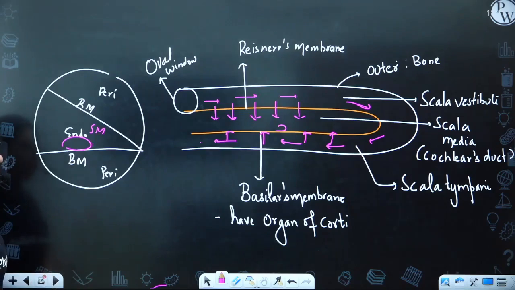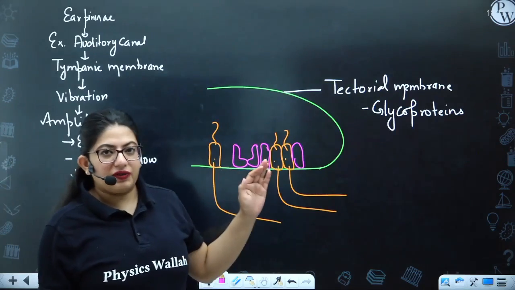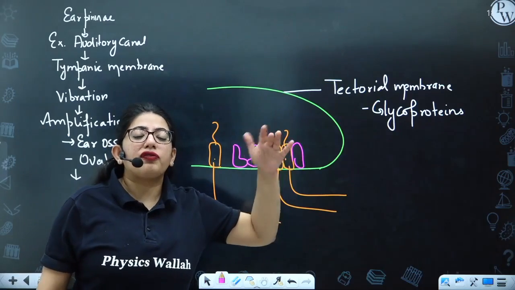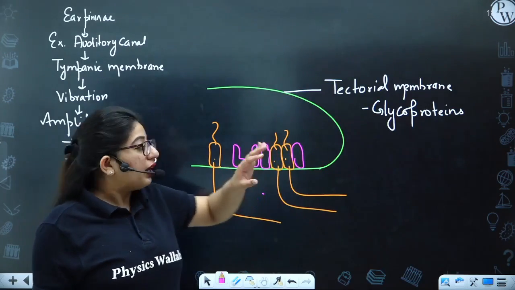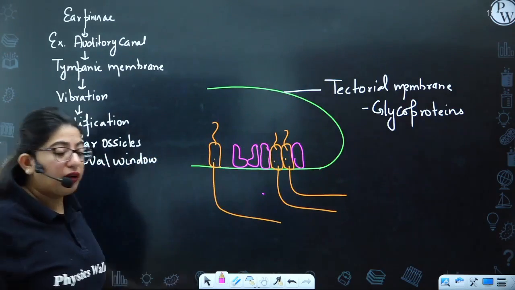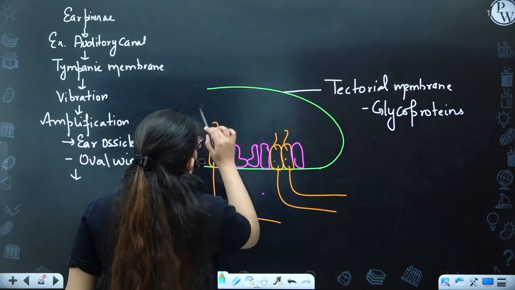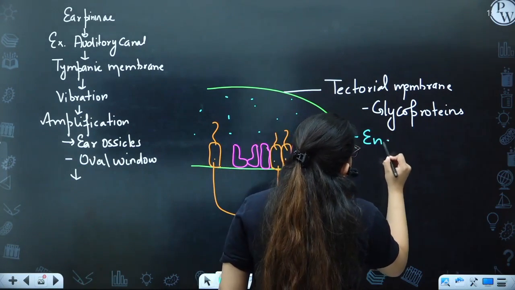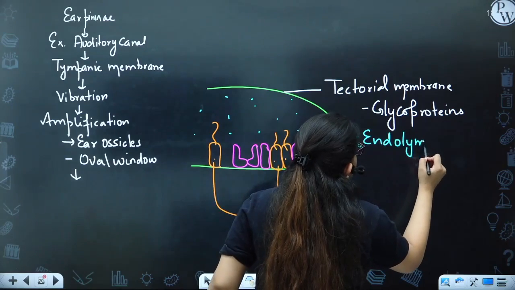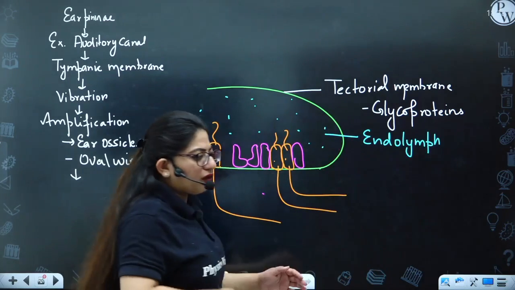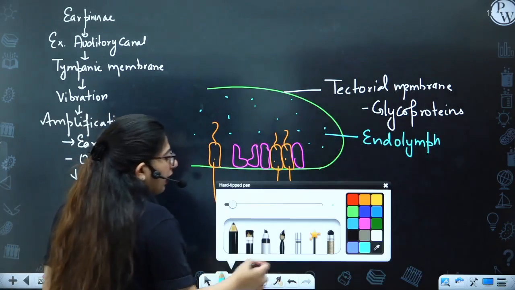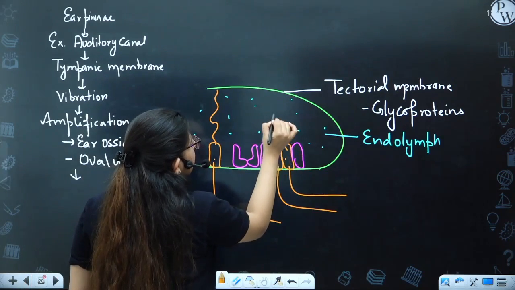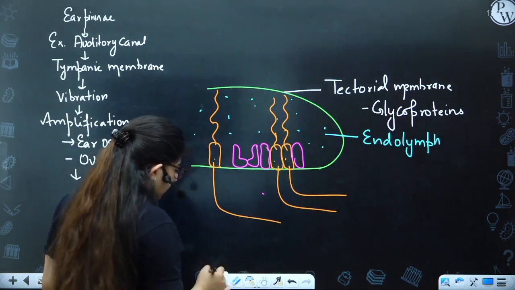Okay. Now what will happen when the sound waves enter? It will lead to the movement of fluid. What fluid? The perilymph and endolymph. Here, the fluid present is your endolymph. So when the vibrations come, it will lead to the movement of this endolymph. And when the endolymph moves, these hairs on the hair cells will move.